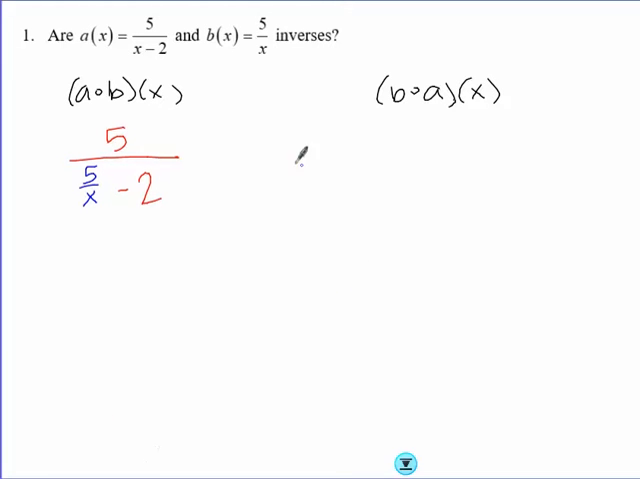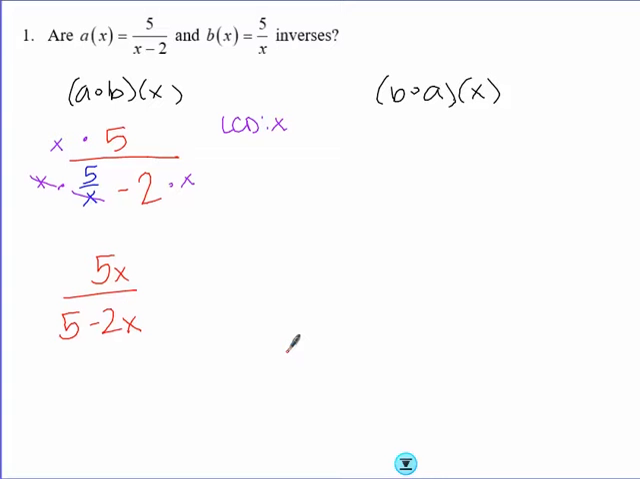Now to simplify this, we need to find the LCD. Since this is a complex fraction, we want to look at all of the smaller fractions within the big fraction, and our only small fraction is 5 over x. The denominator of that fraction is x, so our least common denominator of all of the small fractions is x. And I'm going to multiply every term by the LCD. This will allow us to cancel out our little denominator and just be left with one fraction. So we have 5x over 5 minus 2x.